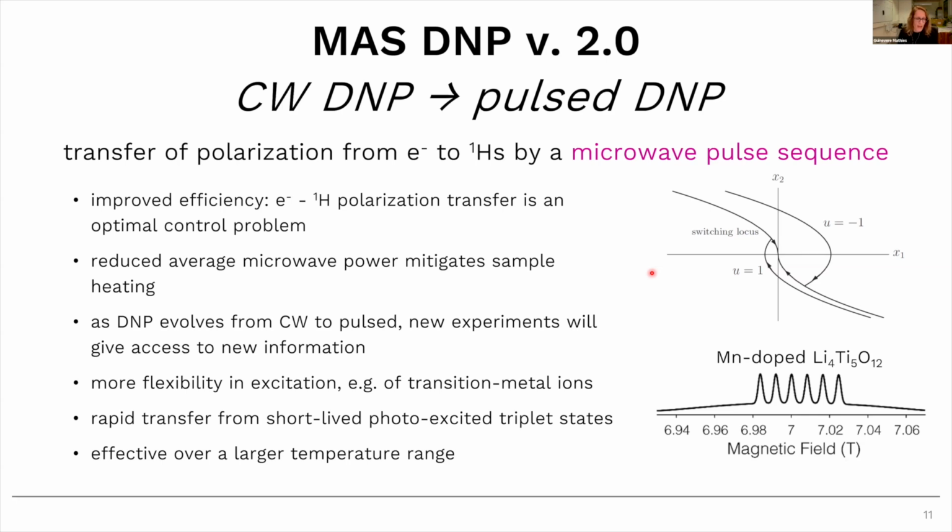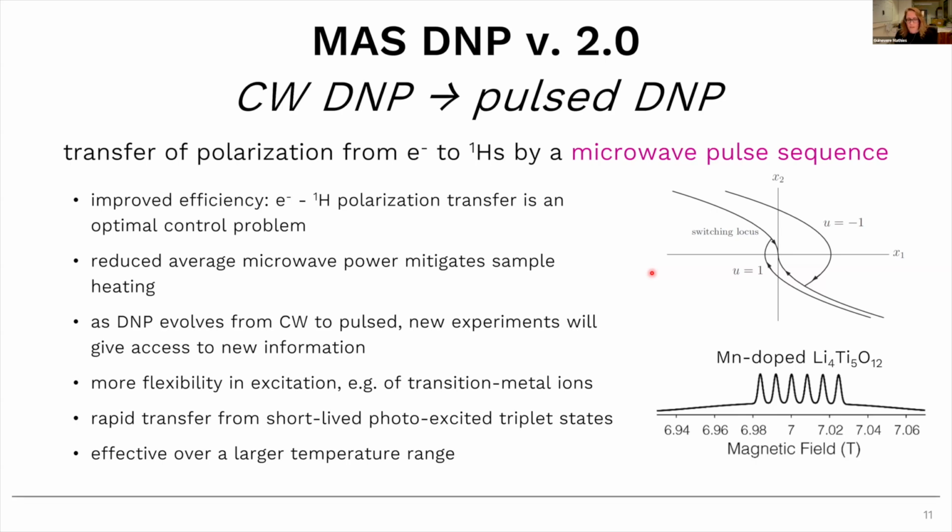So if we would apply such a sequence, this would allow us to reduce the average microwave power that we are applying during our DNP experiment, and this would mitigate sample heating, which can be a problem at the higher fields and frequencies in the MAS DNP experiment. Also, it's reasonable to expect that as DNP evolves from continuous wave to pulsed, we will devise new experiments which will give access to new information. So we would be able to answer new and different questions from material science, structural biology, and chemistry in general.